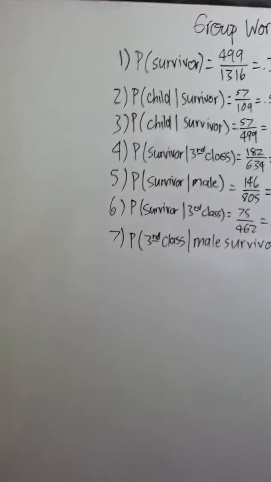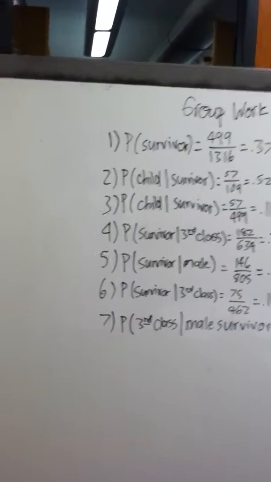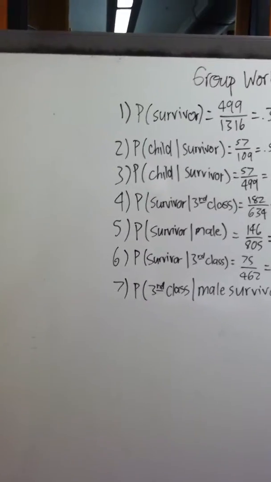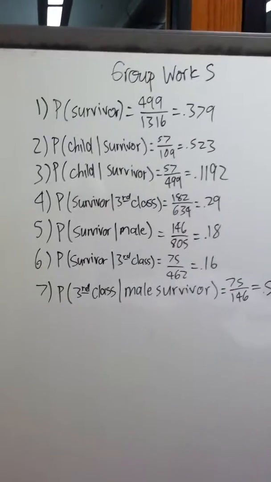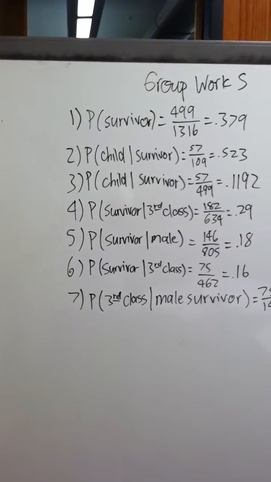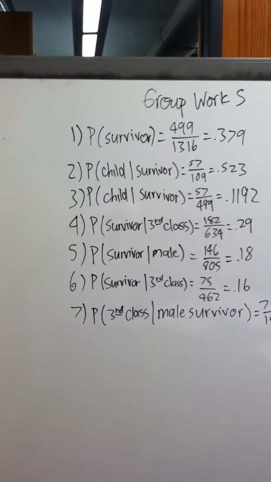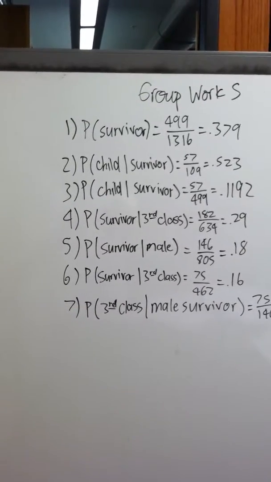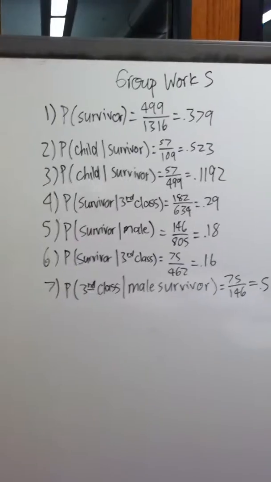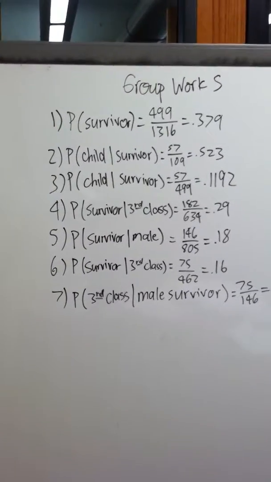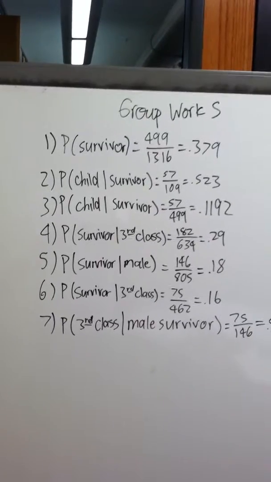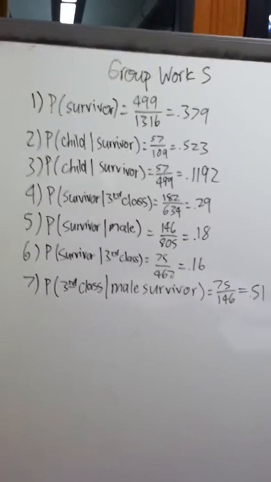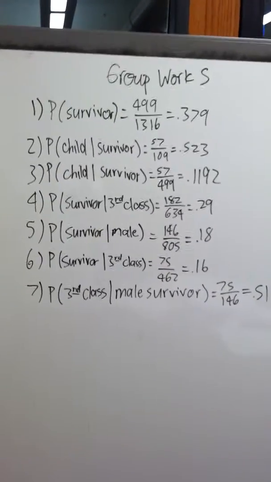Fourth question is asking what is the probability that a randomly selected third-class passenger was a survivor. In this case, we would take 182, which is the total number of passengers that survived that were third class, and divide that by 634, which is the total number of third-class passengers that were actually on the Titanic. So 182 divided by 634 gives us a probability of 0.29.